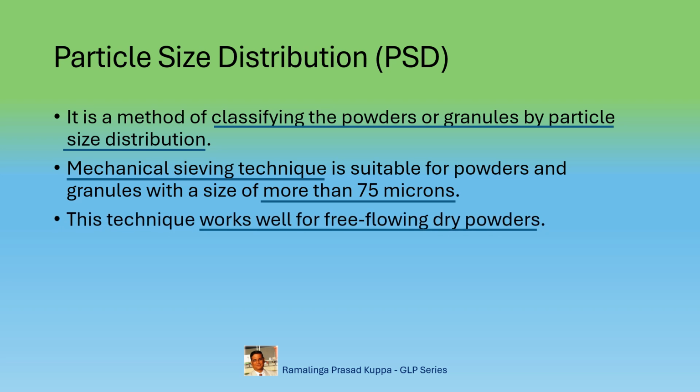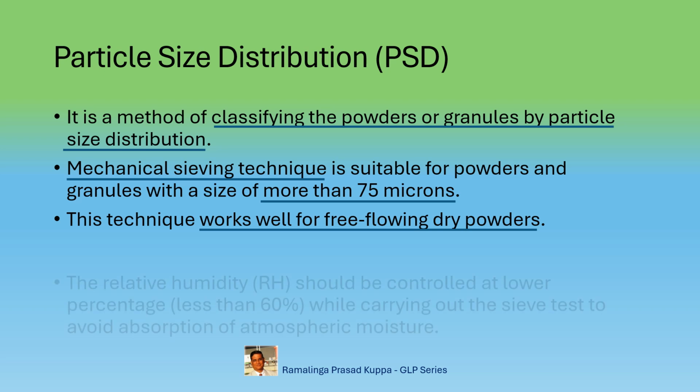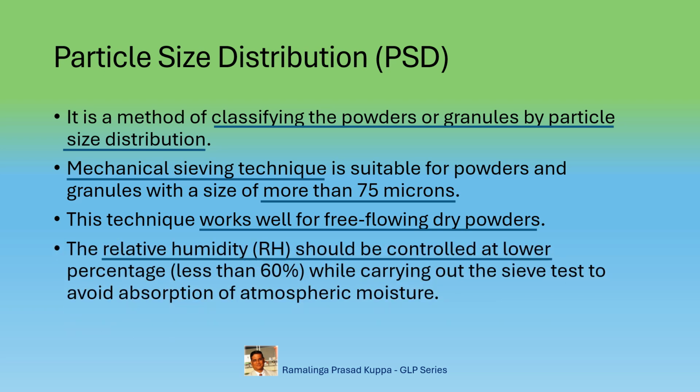This technique works well for free-flowing dry powders. Such powders pass through the sieves very easily. The relative humidity, RH, should be controlled at a lower percentage, less than 60%, while carrying out the sieve test to avoid absorption of atmospheric moisture. This is important. If there is a higher relative humidity, the particles tend to stick to each other, making it difficult to pass through the sieve.